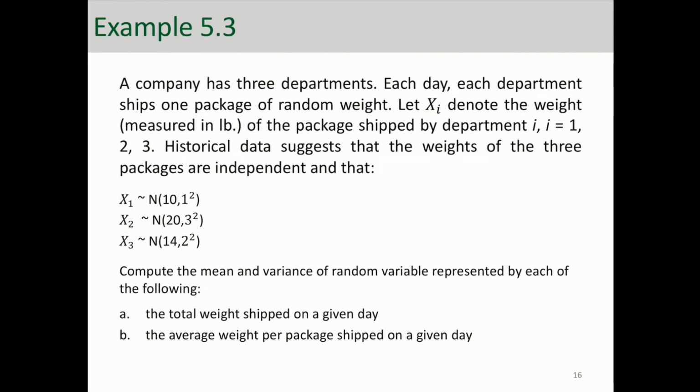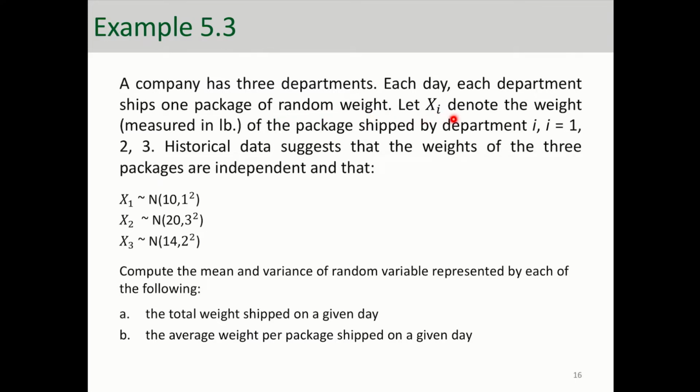Hello everyone. In this video we're going to look at another example on calculating mean and variance of a linear combination of multiple random variables. Not only one random variable but a linear combination of multiple ones. So in this example it says a company has 3 departments. Each day each department ships one package of random weight. So the weight seems to be a random variable.